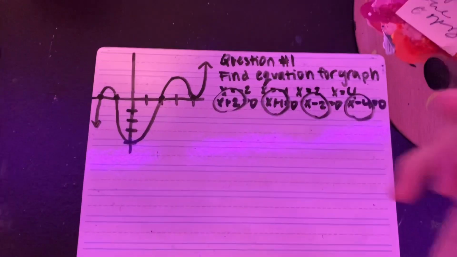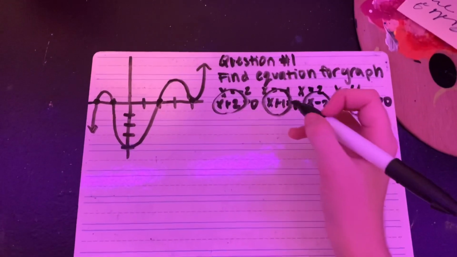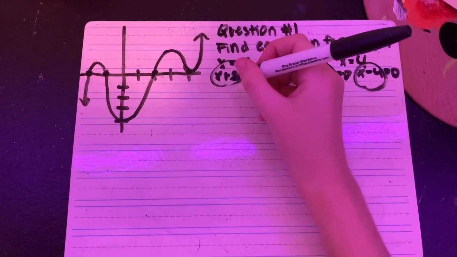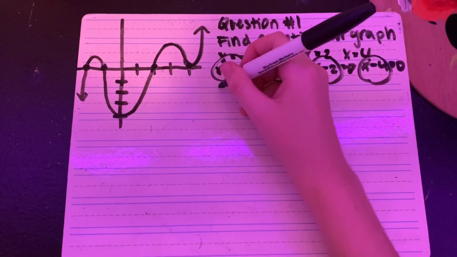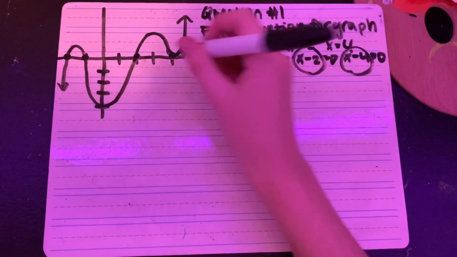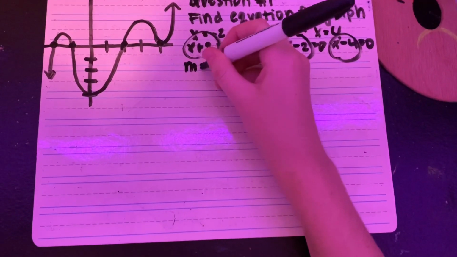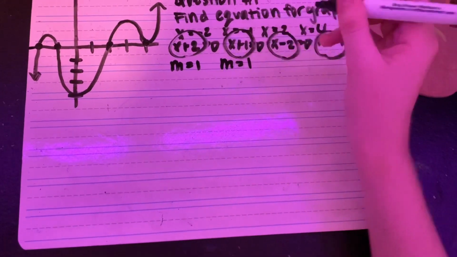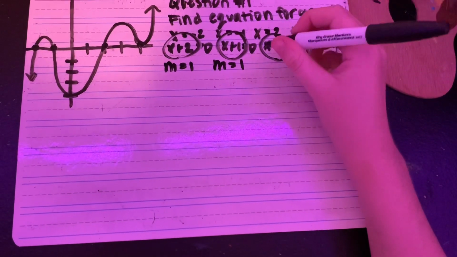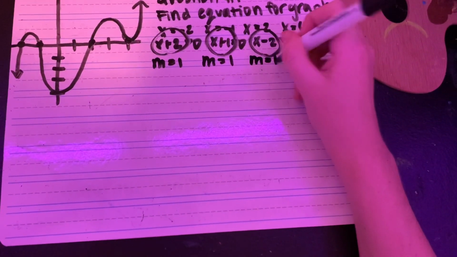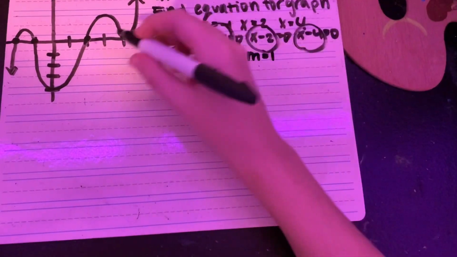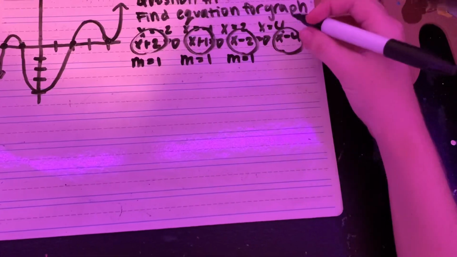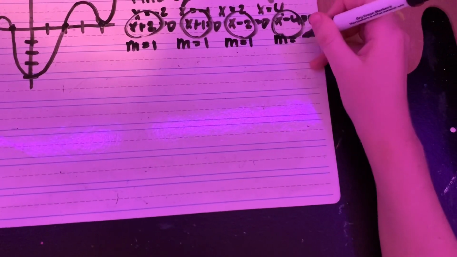To find the multiplicities, you look at the graph, and if the x-intercept crosses through the x-axis, then the multiplicity is odd. So for x plus 2, that would be m equals 1. The next one crosses, so it would be m equals 1. It crosses through that point, so it's also m equals 1. And then when you get to 4, it bounces off and goes in the other direction, so it would be m equals 2.